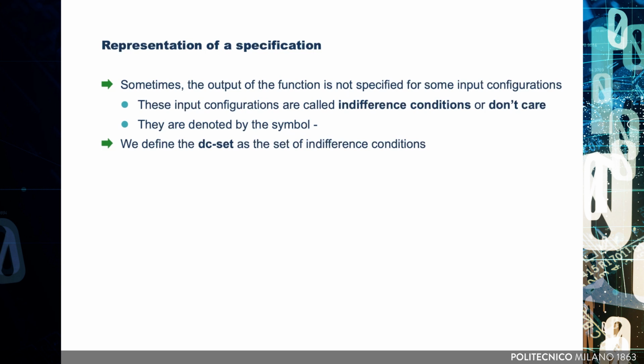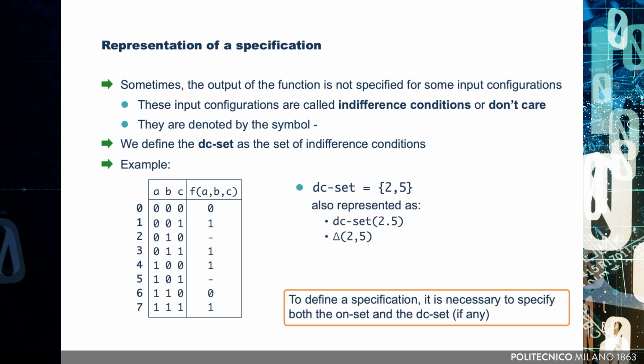Sometimes, the output of the function is not defined for certain input configurations. These configurations are called don't care conditions and are represented in the truth table with a horizontal dash. The don't care set represents the set of all such indifference conditions. Here is an example. Inputs 2 and 5 represent the don't care conditions of the function.